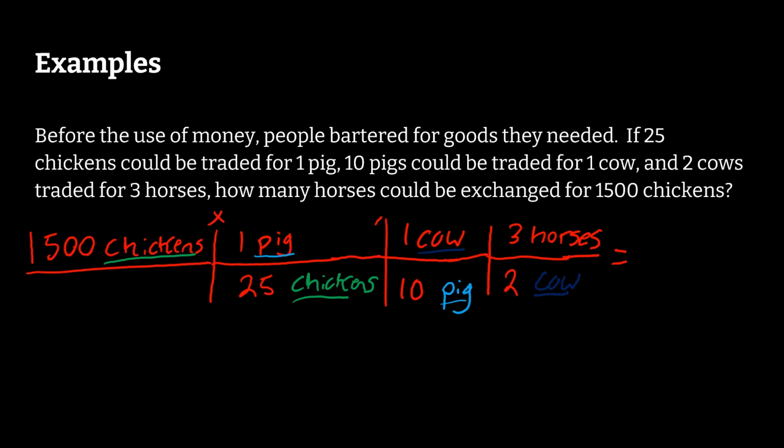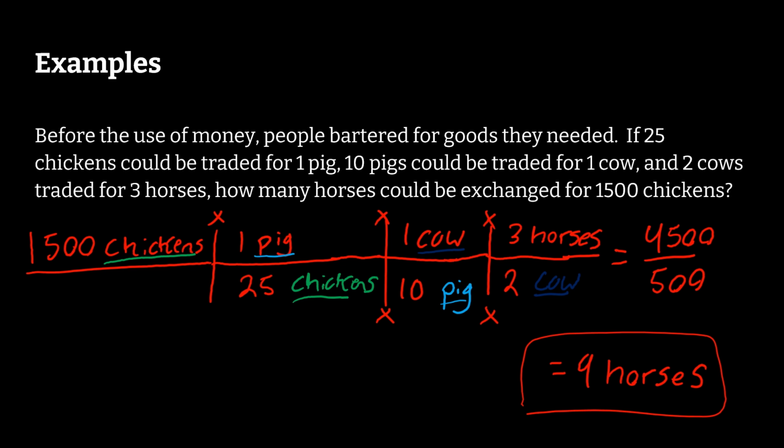We're going to multiply everything on top, multiply everything on the bottom, and then we're going to divide. So we are going to end up with 1,500 chickens times our 3 horses, so we end up with 4,500 divided by everything multiplied on the bottom. So 25 times 10 times 2, which will be 500. Dividing these, what we'll end up with is going to be 9 horses. So by using this dimensional analysis, we're able to convert our 1,500 chickens over into horses.